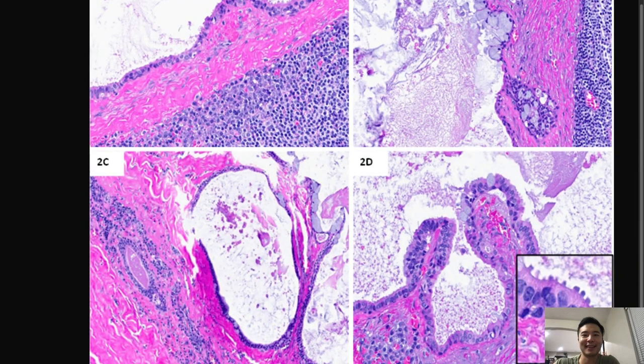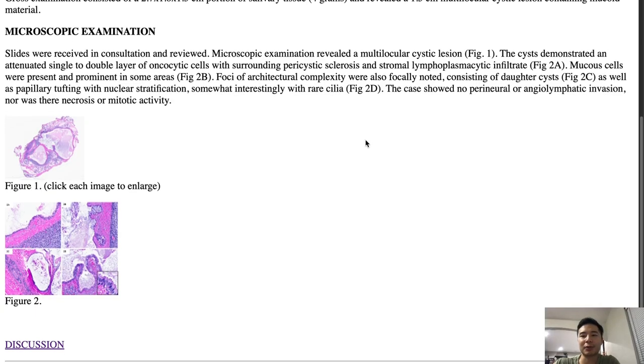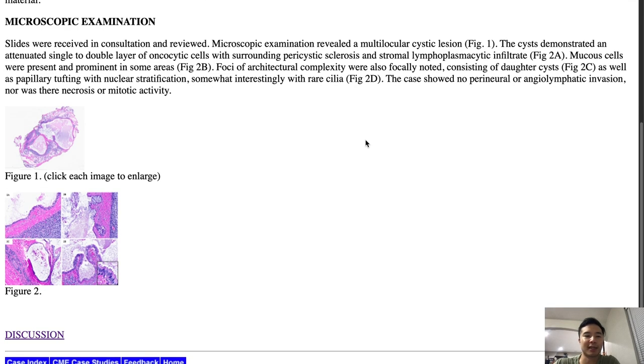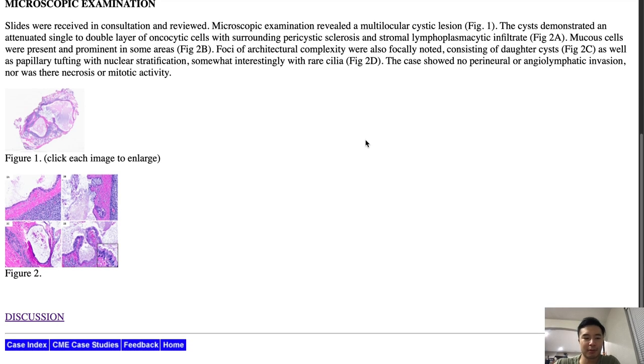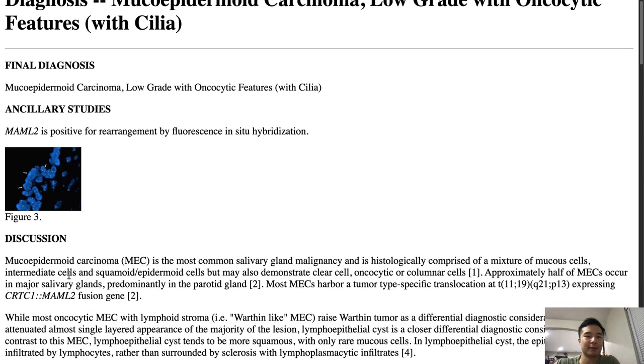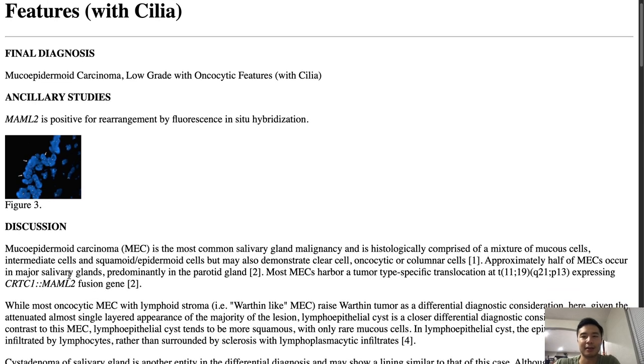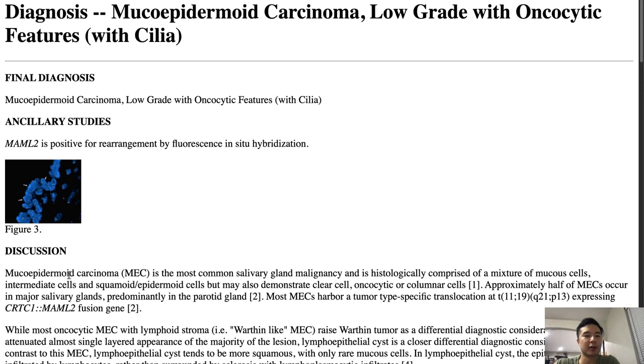All right, so the case showed no perineural or angiolymphatic invasion, nor was there necrosis or mitotic activity. So this most likely is a mucoepidermoid carcinoma. Low grade tends to have more mucocytes. This one didn't have as much, and high grade should have fewer mucocytes and more epidermoid cells. But this one, the cytology was not as bizarre. So this was a mucoepidermoid carcinoma, low grade, with oncocytic features with cilia.